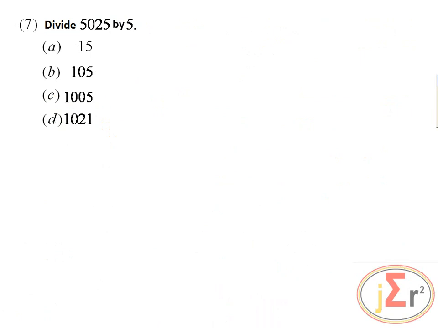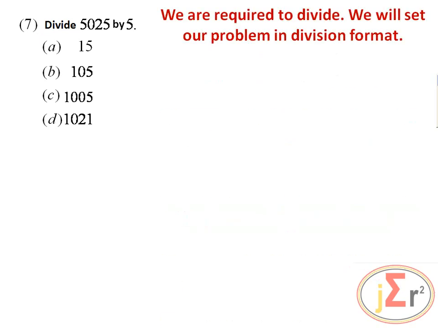This one does not have just symbols alone, but it is also worded. It says, divide 5,025 by 5. This one, we need to pay special attention to it, because in this one, we will clear up some misconceptions. We are required to divide. We will set our problem in division format. So let us set the problem in division format.